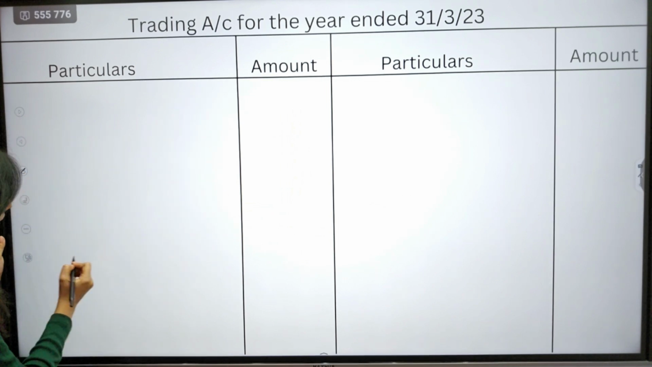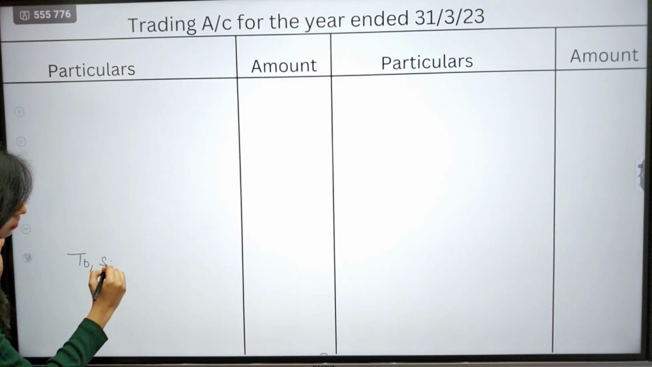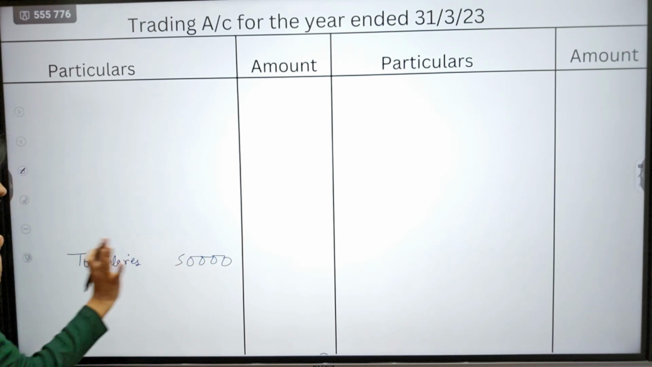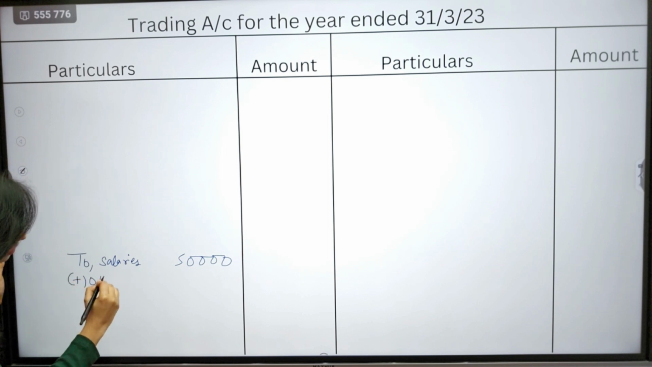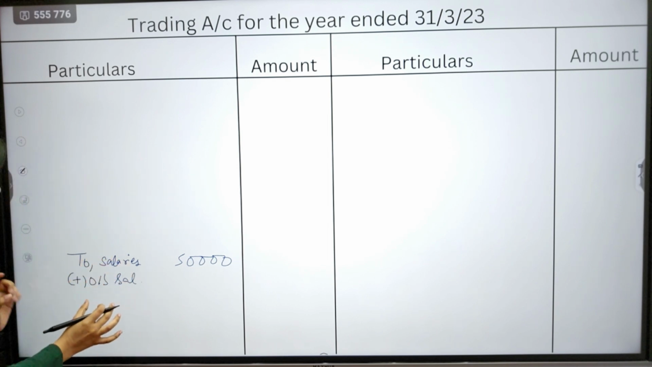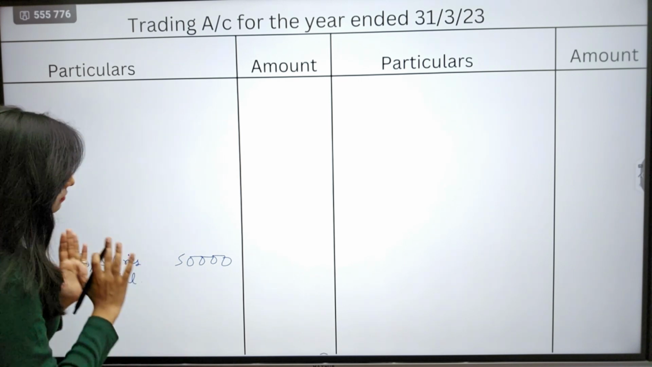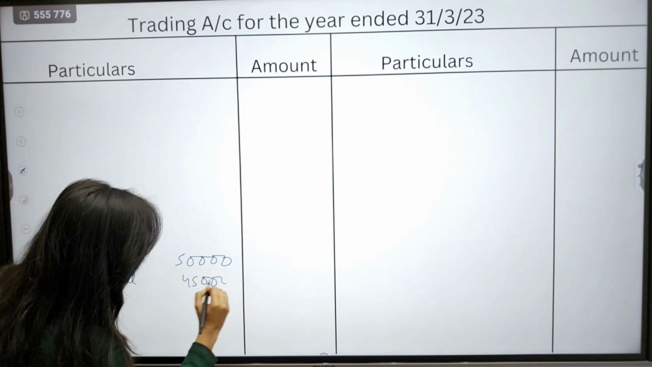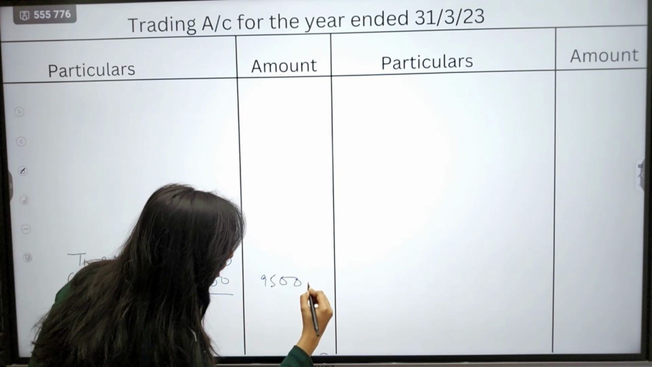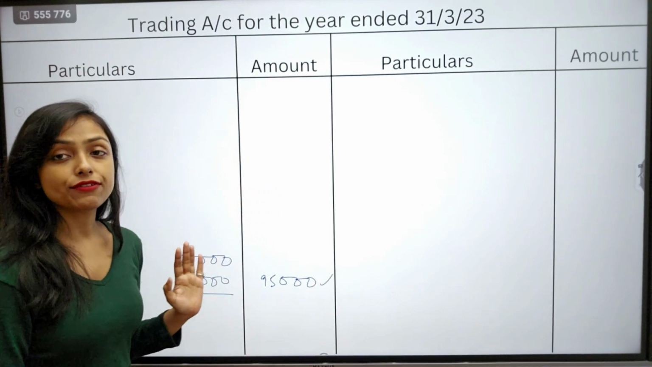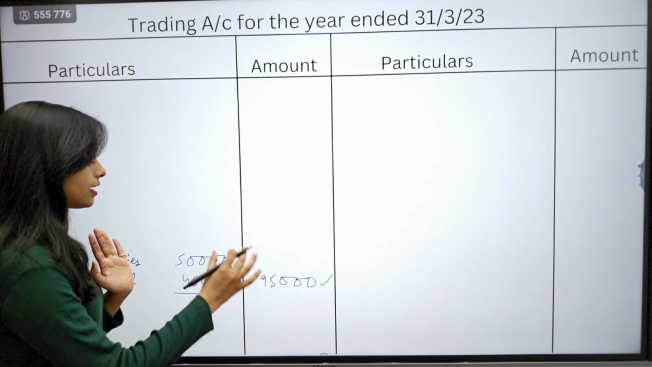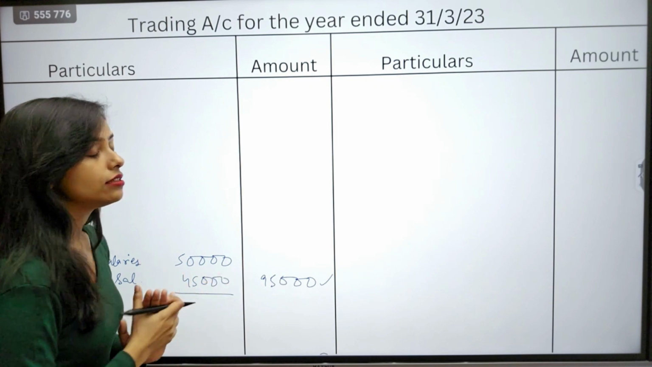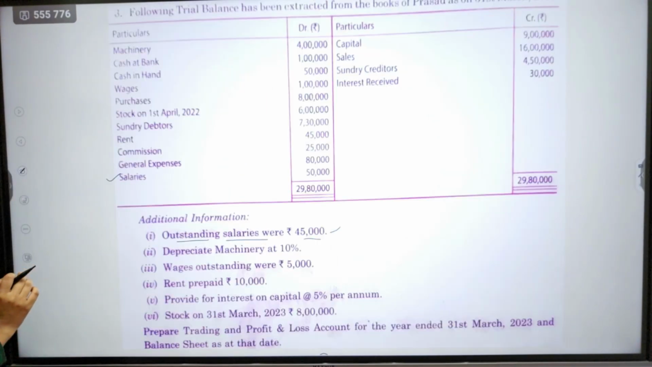Suppose our trading account is ending over here and I am starting my PL account from here. So this is salaries. I am first going to write whatever is given inside the trial balance. Then outstanding salaries, which are always added to this. I have already told you this in the two previous questions. So we write 45,000, and hence our total expense that should have been shown in the PL account is 95,000. Anything that we have already paid and anything that we should have paid is written in the PL account, 95,000 rupees.